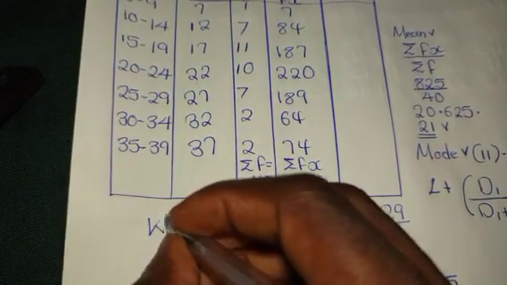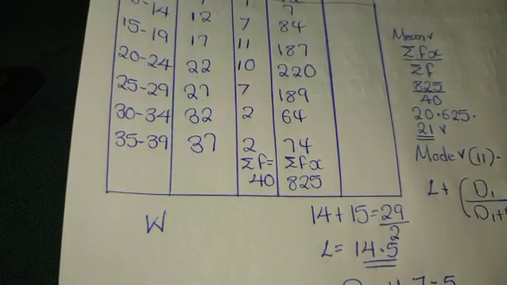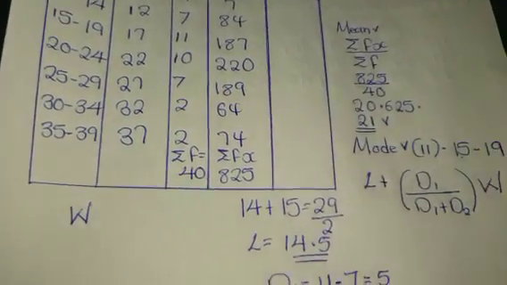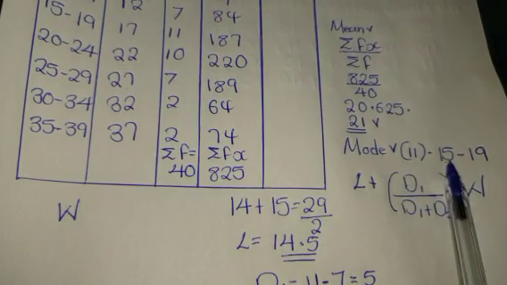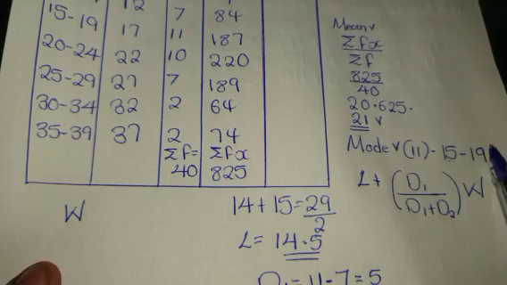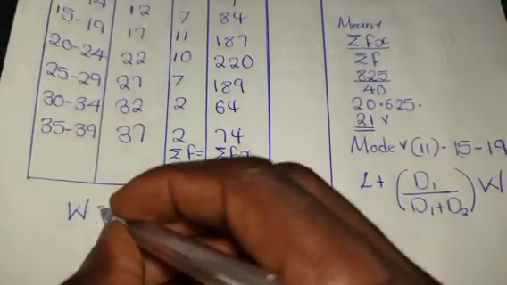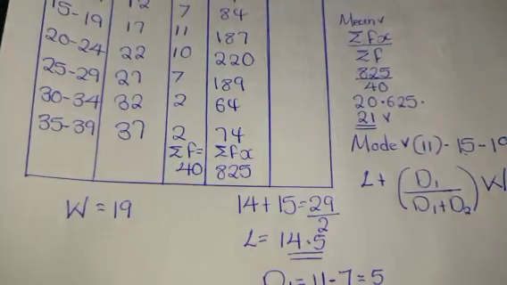So the way you found the lower boundary of the class, remember you used 15 of the mod class. So for you now to be able to find the width, you will use the upper value or the upper limit of the mod class, of which the upper limit in this case is 19.